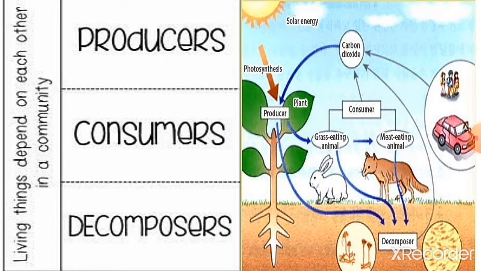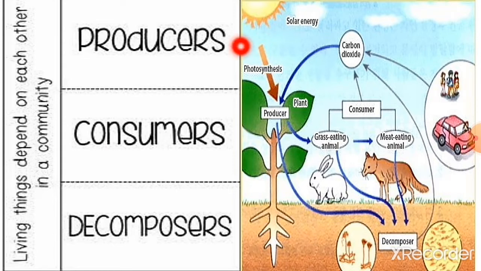Living things depend on each other in a community. In an ecosystem, these living things can be divided into three major groups. They are producers, consumers, and decomposers. So the living things present in the environment are divided into three types.